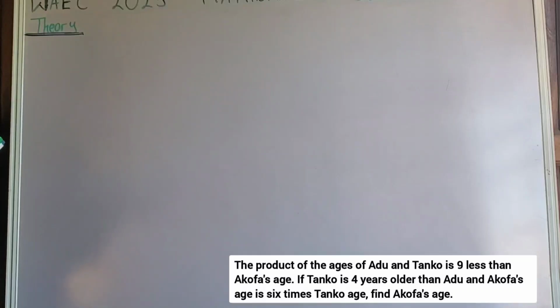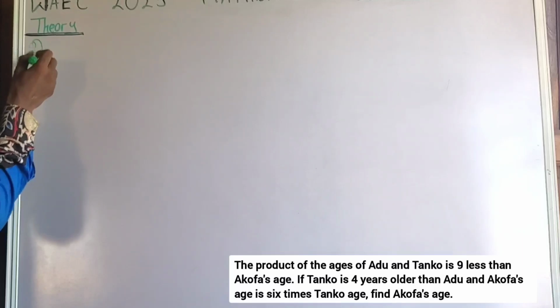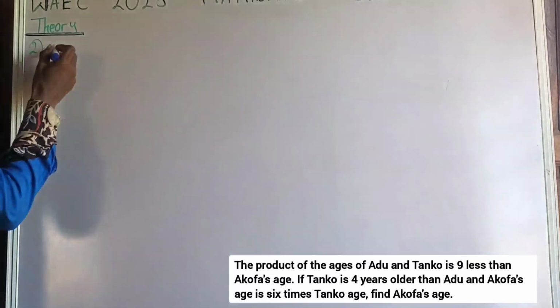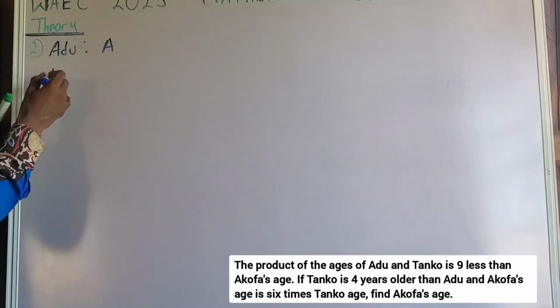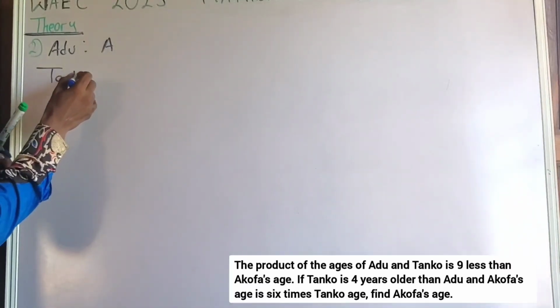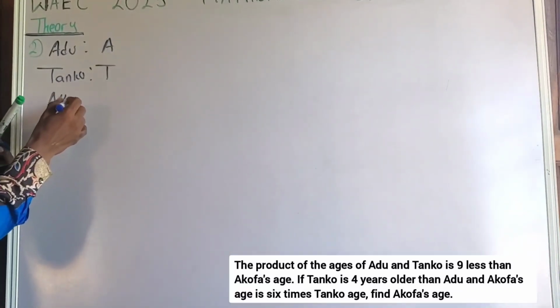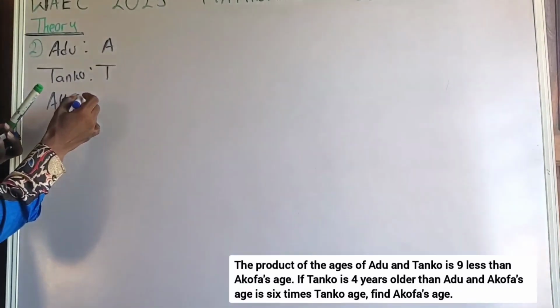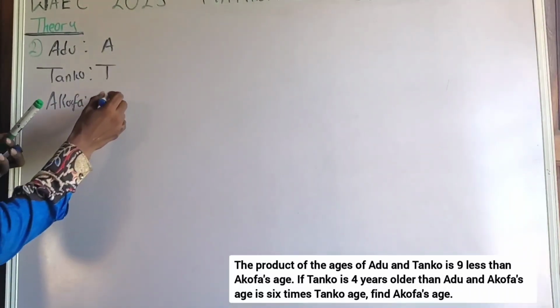So let's proceed. The product of the ages of Adu and Tanko is 9 less than Akofa's age. Let Adu's age, that is question 2, let it be A, and let Tanko's age be T, and let Akofa's age, let it be K, you understand?